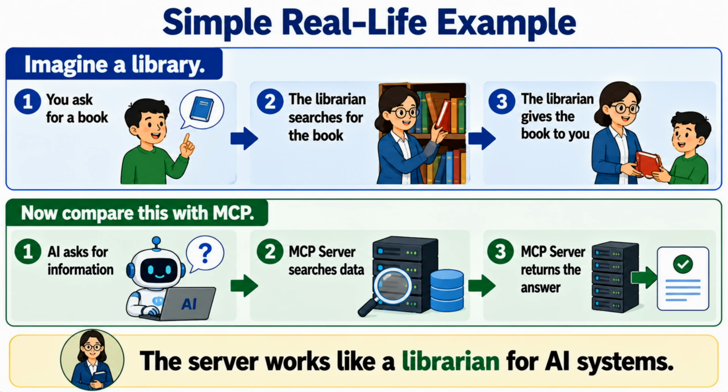Now we will see a real life example. Imagine a library. You ask for a book. The librarian searches for the book. The librarian gives the book to you. Now compare this with MCP. AI asks for information. The MCP server searches the data. The MCP server returns the answer. The MCP server works like a librarian for AI systems.